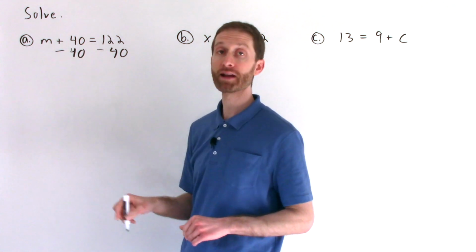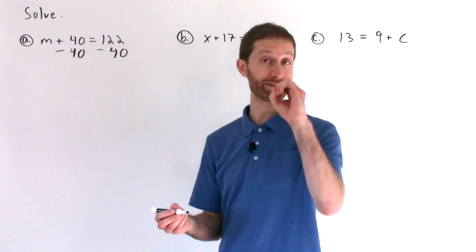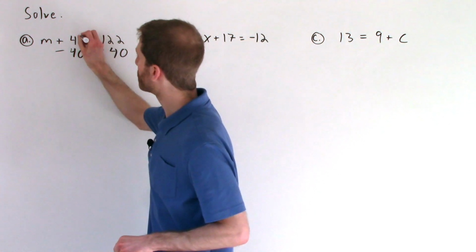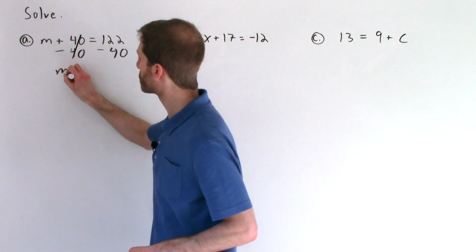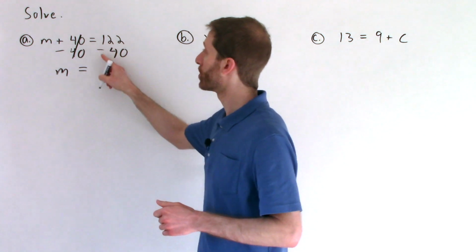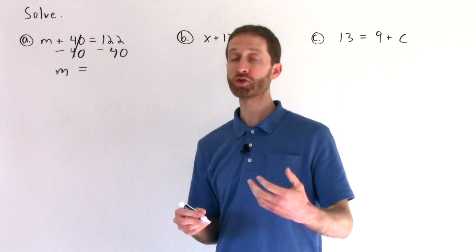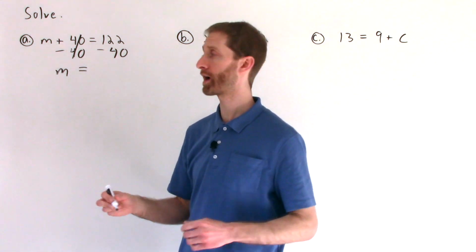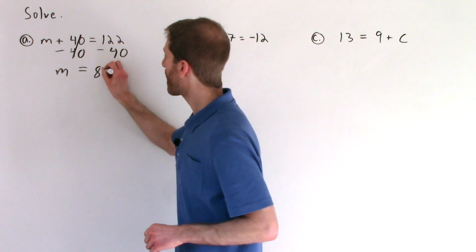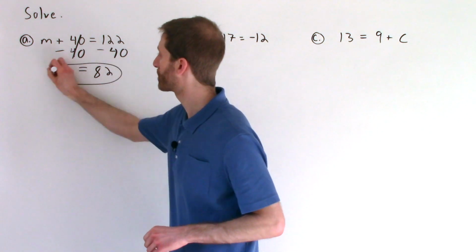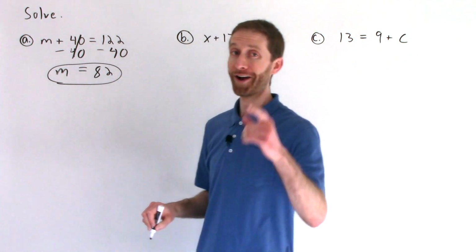Plus 40 and minus 40 do cancel out to give us 0. So we know that we're off to a good start. We've isolated m, which was our goal. Now my brain goes over and focuses on 122 minus 40. 122 minus 40 is a simple subtraction problem, and it leaves us with 82. And that, folks, is your answer. All right, off to letter B.